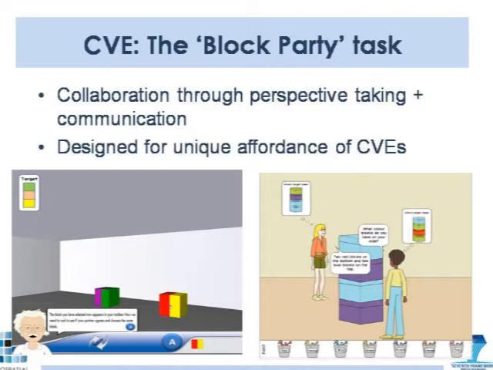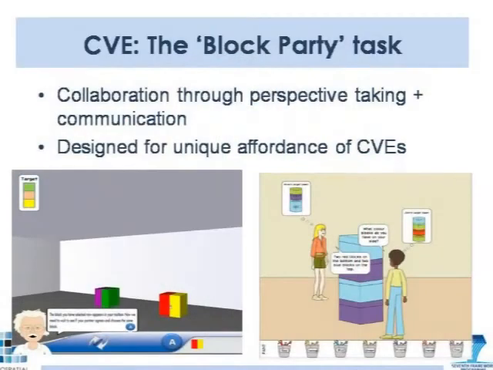So they have to talk to each other in order to make sure that they get the right blocks. And they have to choose the block, move the block, rotate the block so that they can see the right colours that match their target. So basically it's about working together to try and get the right sequence and hit the right target.